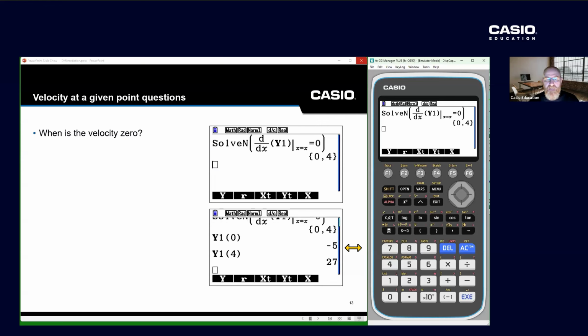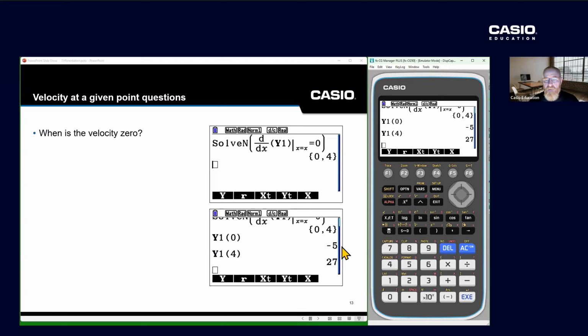If you want to find out its position, then what you can do is ask what is y1 of 0, when t equals 0? That's -5, which you saw earlier on the graph. You can also find out when it is stationary again at the second value, 4, the position is 27. So that is your position, s equals 27.